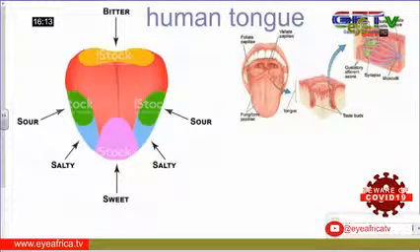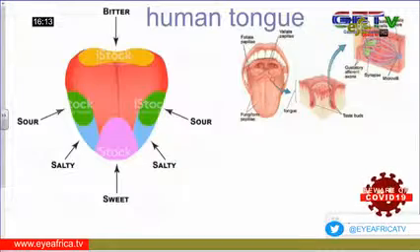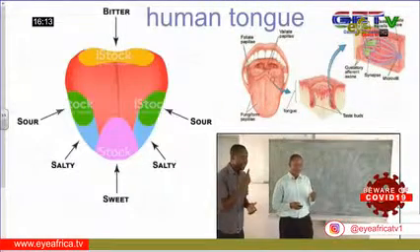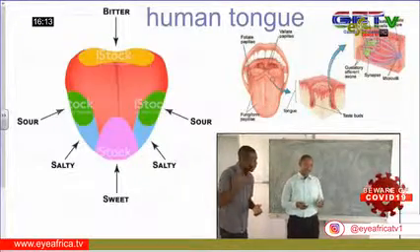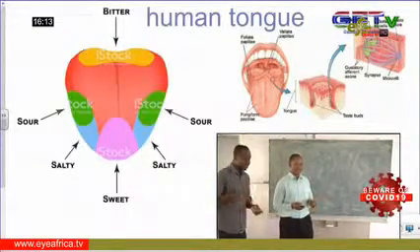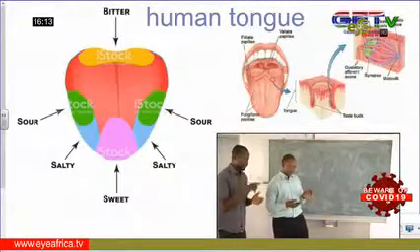We concentrate on four main tastes: sweet, salty, sour, and bitter. Now, you can see we've given different colors on the tongue there. And this is to help us understand that the tip of the tongue is far more sensitive to sweet and sugary things. And then towards the side, they are sensitive to salty things.